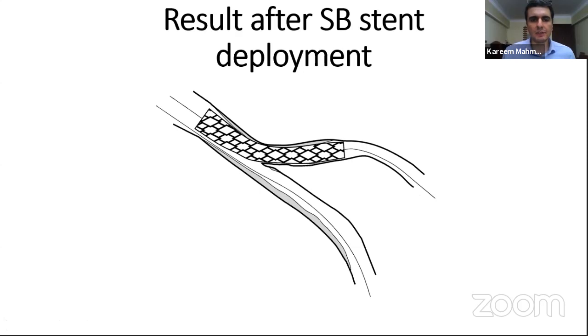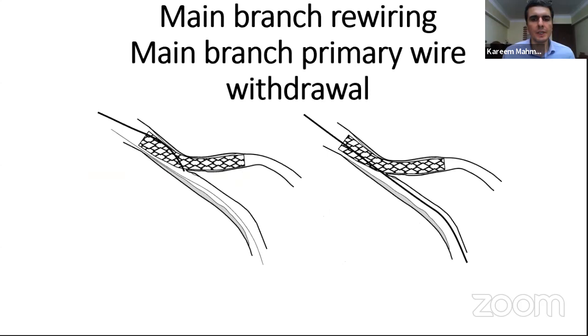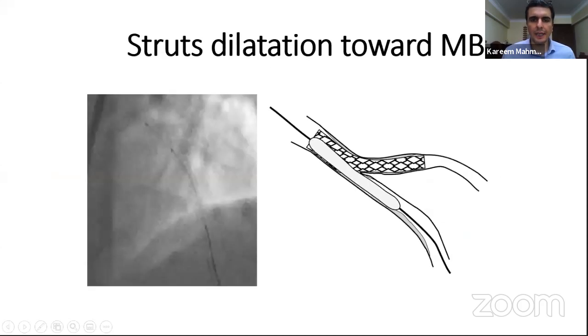There is a modification that was introduced in the past years, which is doing a several POT technique in the Culotte. So after deployment of the first side branch stent, we will do a first POT. Then this is the first rewiring with passing the wire into the main vessel and do a struts dilatation in the previously deployed stent.